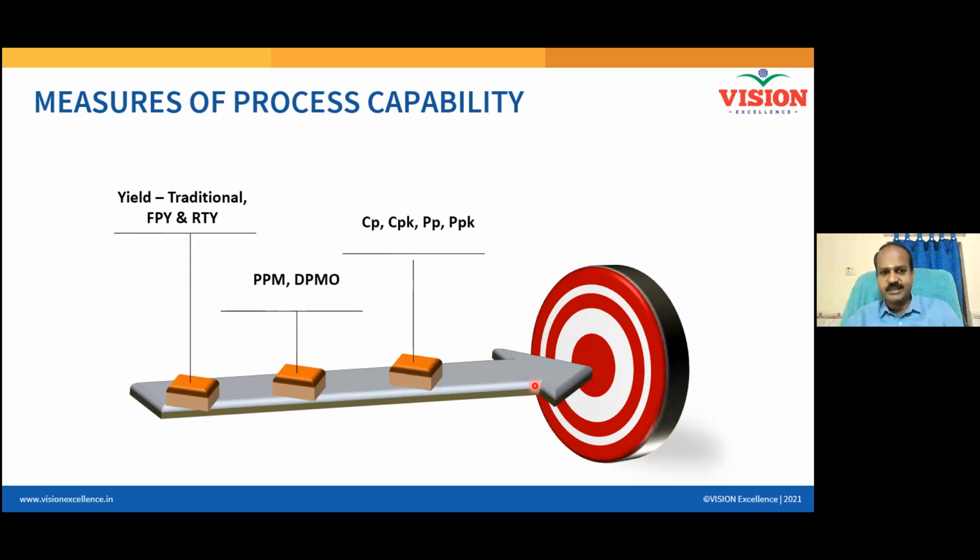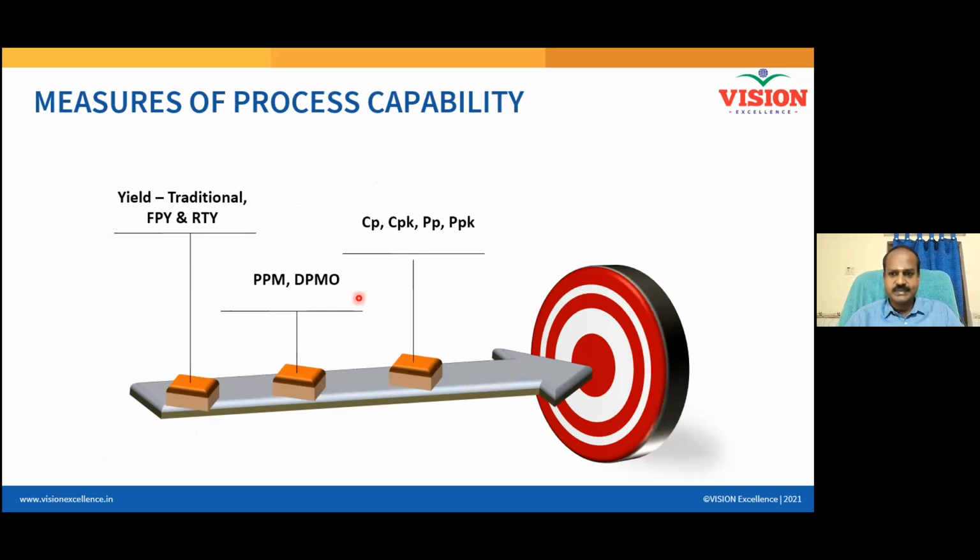When your sigma level is high, how will your yield be? Can somebody answer this question? When my sigma level is high, your yield will be high or low? High. The success rate, right? The yield will be high when my sigma level is high.